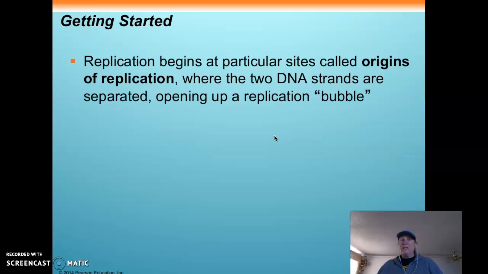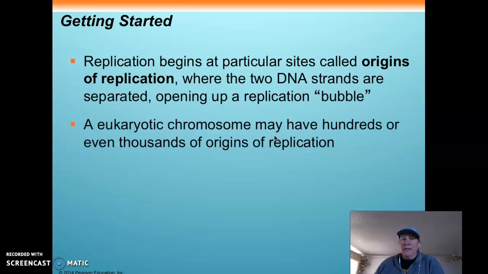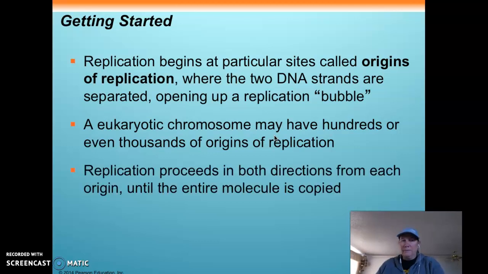On a DNA strand, you might have more than one, because they start replicating both ways. So in a eukaryotic chromosome, they can have hundreds or even thousands of origins of replication. It just depends on the organism. But because it has so many, it goes really fast. So they can make copies of DNA pretty quick.